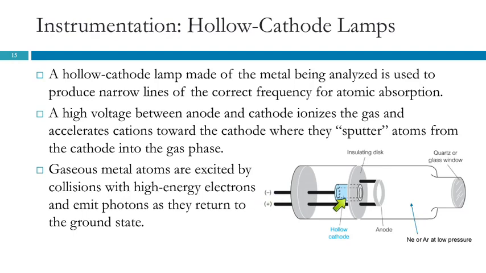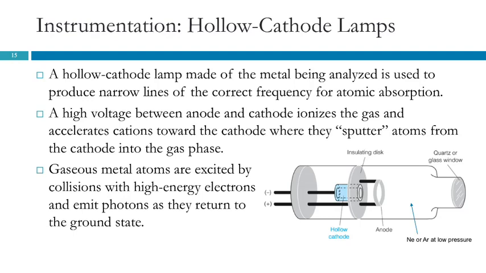We apply a high voltage between the anode and the cathode. That ionizes the gas that's present in there, neon or argon, generally one of the noble gases. Cations will accelerate towards the cathode, where they knock atoms from the cathode into the gas phase. So we ionize, say, our argon gas, and it makes cations, which are attracted to the cathode. They fly in and smash into it. It's called sputtering, and it just knocks little bits off.